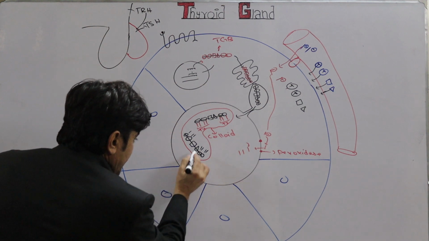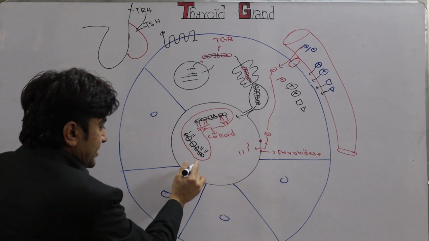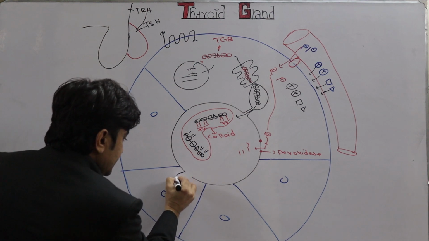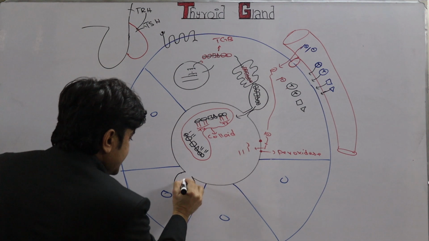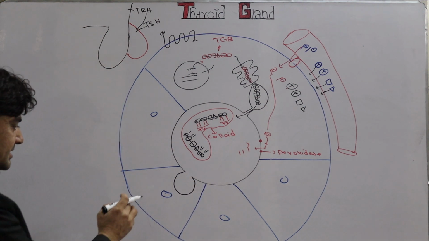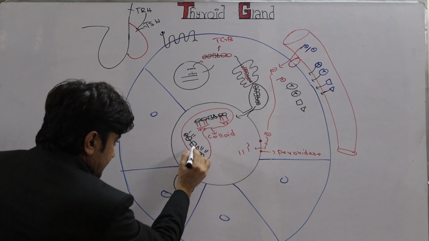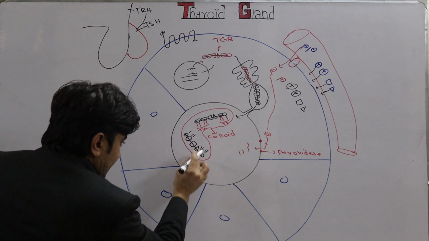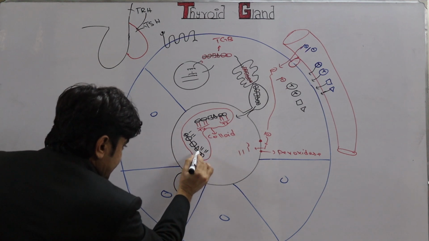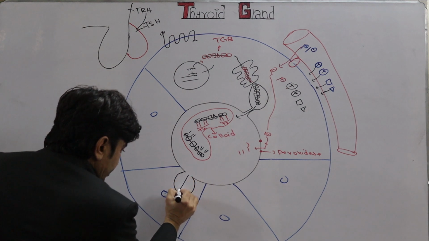Here, the thyroglobulin, or you may say the colloid, the iodinated thyroglobulin, enters into the cell with the process known as pinocytosis. As a result of pinocytosis, a pseudopodia is produced. A part of this colloid or thyroglobulin, let's suppose this one iodinated thyroglobulin, enters here into this pseudopod.